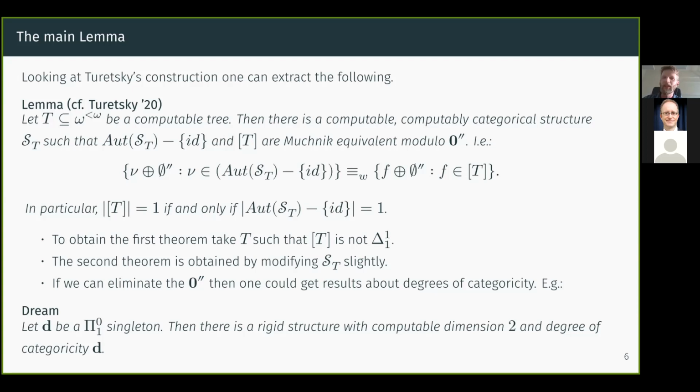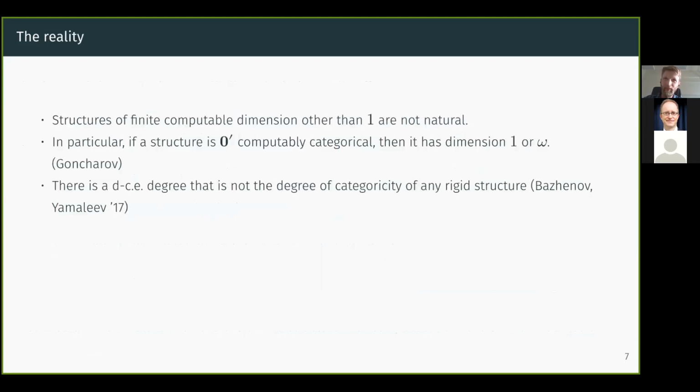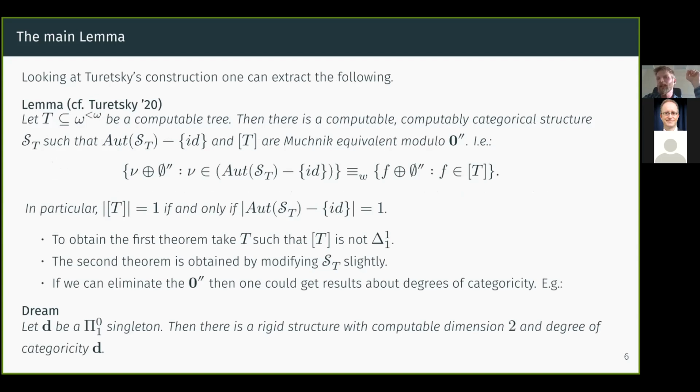Unfortunately, as it often is with dreams, dreams usually stay dreams. And this cannot be the case. So it is well known that structures of finite computable dimension, like Turecki's example, are not very natural. They're always somehow artificially created. In natural classes of structures, you will not be able to find such examples. In particular, Goncharov also showed that if a structure is 0 jump categorical, then it must have dimension 1 or omega. So in my dream, this case that I get computable dimension 2 for any pi01 singleton is not going to happen, because 0 jump is a pi01 singleton, for instance.